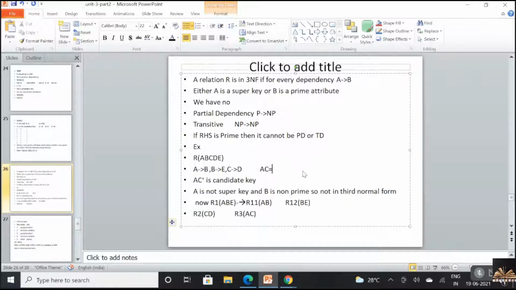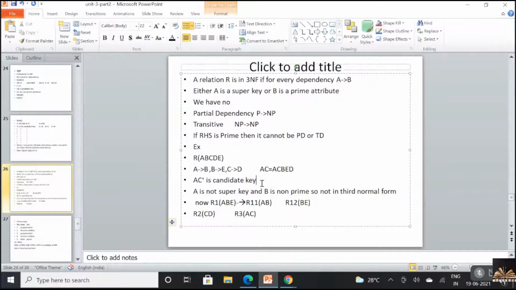Now AC closure: AC gives AC by the reflexive property, fine. A implies B, fine. B implies E, fine. And C implies D. So looking at this AC, using the reflexive property, AC is giving me AC. Then A is giving me B using the first functional dependency, so I've written B over there. B is giving me E using the second functional dependency, and C is giving me D. So I can say AC is the candidate key.